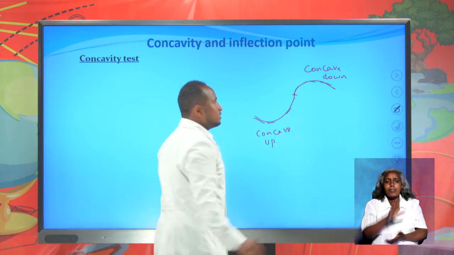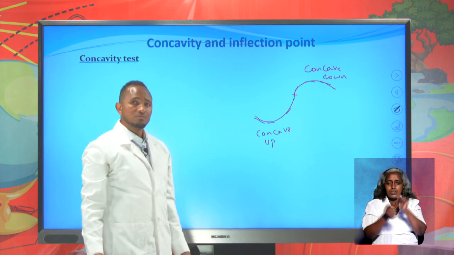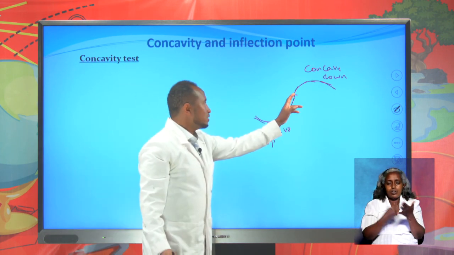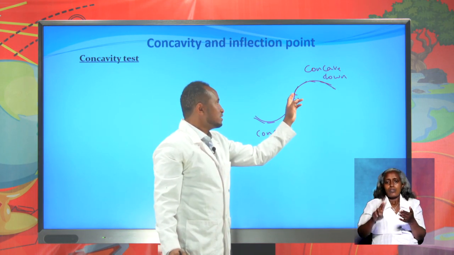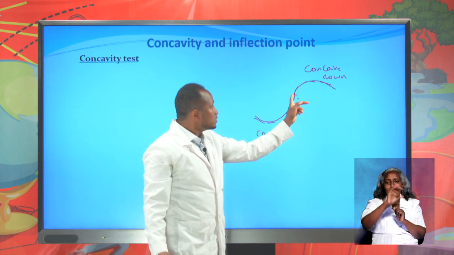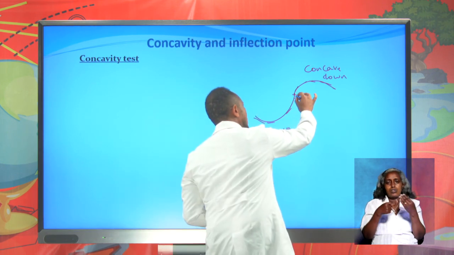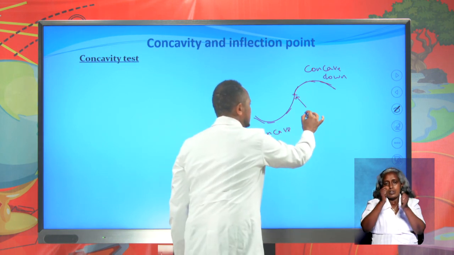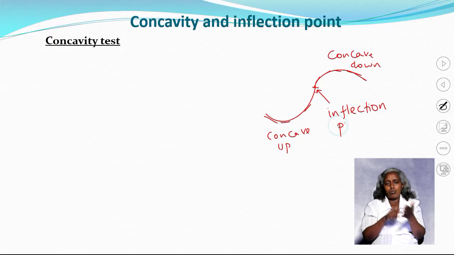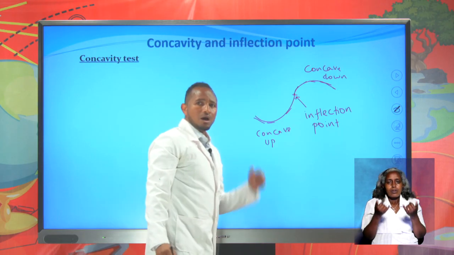And the point where concavity changes, we call it an inflection point. This is a point where the graph is concave up and changes its concavity at this point to concave down. So this point we call an inflection point. Therefore, the point where concavity changes is an inflection point.